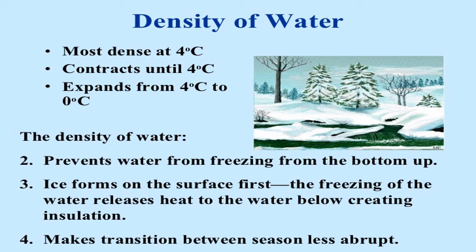So the density of water. Water is most dense at 4 degrees Celsius, contracts until 4 degrees Celsius, and expands from 4 degrees Celsius to 0 degrees Celsius. And the density of water prevents water from freezing from the bottom up. Ice forms on the surface first. The freezing of the water releases heat to the water below, creating insulation, which makes the transition between seasons less abrupt.